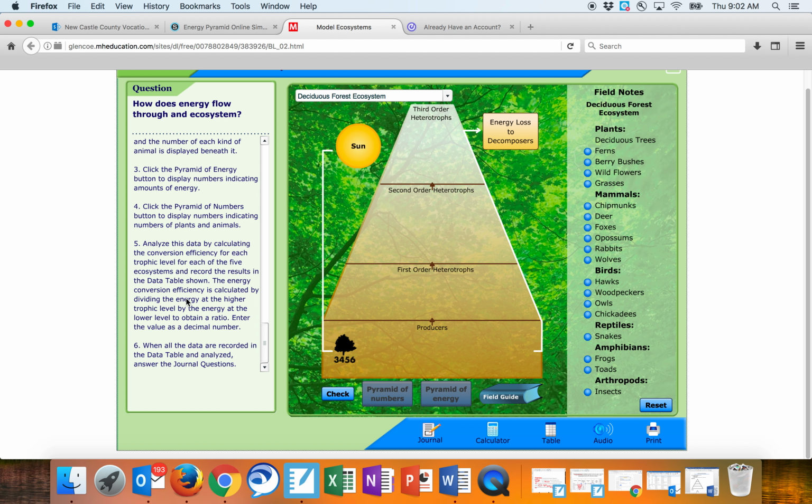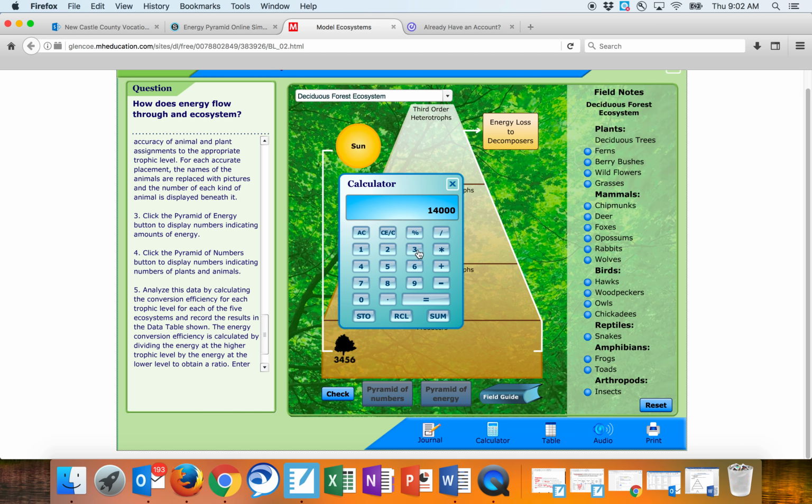Okay, so there's a calculator in here. So if, let's say, the bigger one was 14,000, I'm just making up numbers here, and the level below it, let's say, was 25,000, right? And I hit equals, that's 0.56. So that's 56% because you move the decimal two places to the right.